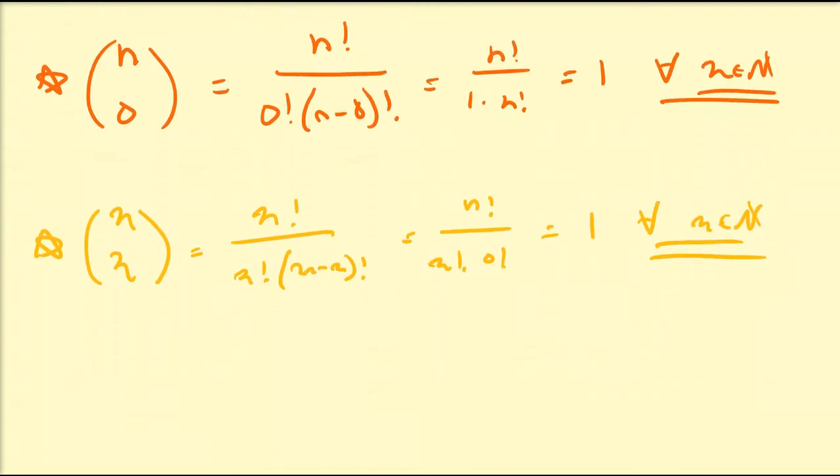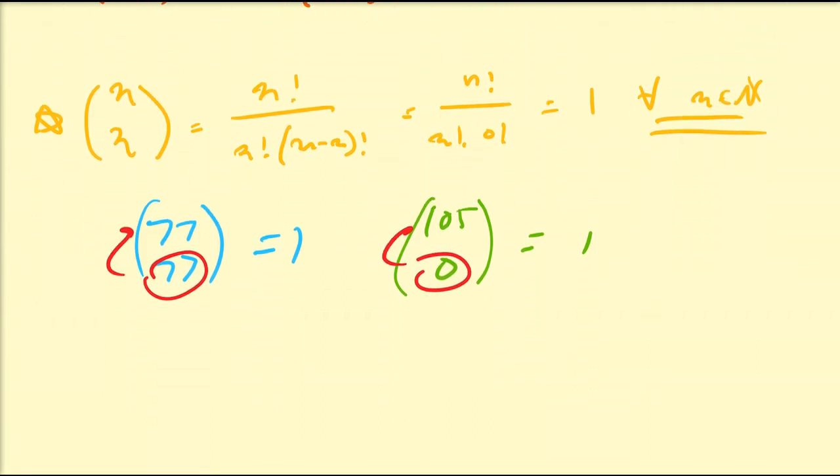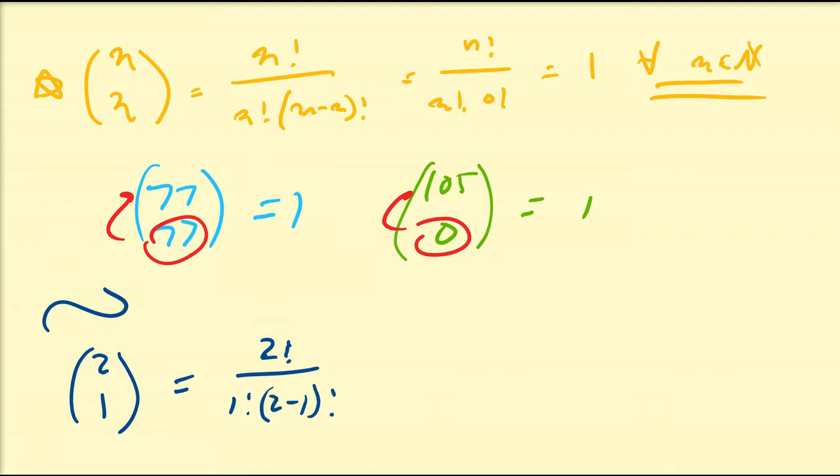Therefore, when somebody asks you what is the value of 77 choose 77, by this property you can say that's equal to 1. And if somebody asks you what is 105 choose 0, that's also going to be equal to 1. Now, once we start looking at values of k that are not equal to n or 0, you're going to get values that are not equal to 1. Let's look at, say, 2 choose 1. That's going to be 2 factorial over 1 factorial times 2 minus 1 factorial. So that's 2 over 1 times 1, which is 2.